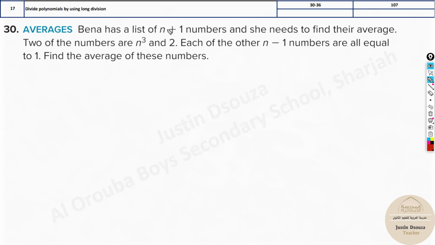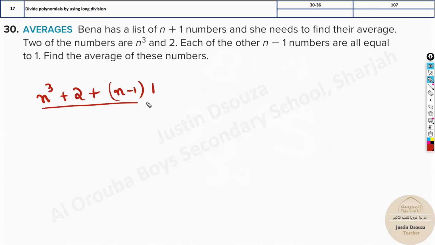We can't just guess any number. But we know one number is n cubed, one more is 2, and all the other n minus 1 numbers, this can be 5 remaining numbers, or 6 numbers or 7 numbers. We don't know how many remaining, but they are all equal to 1. So what we can write is, they're all 1, but how many remaining numbers are there? n minus 1 multiplied by 1. So if there are 5 remaining numbers, it will be 5 times 1, 5 into 1. You have to add them. So this is the reason why we write it like this.